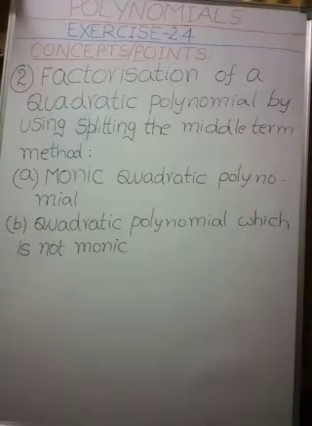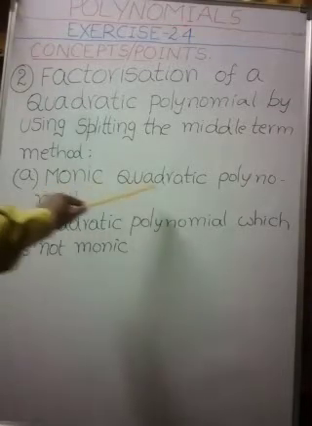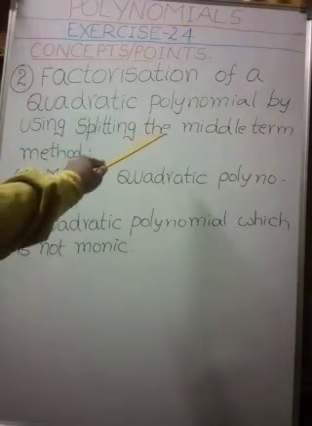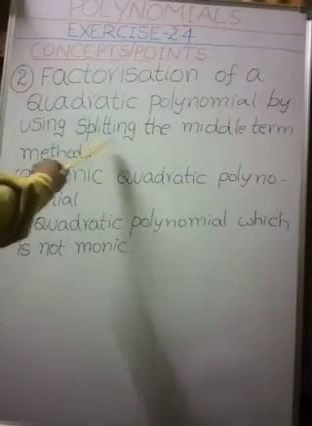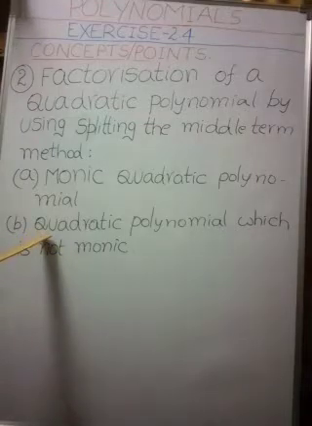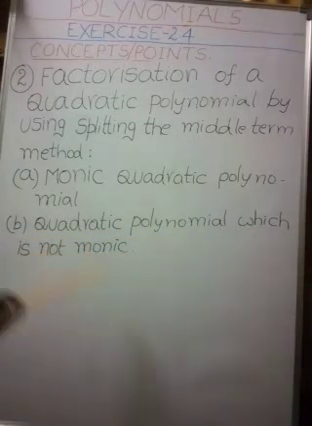Okay, my dear children, here two cases arise. There are two cases in the case of a quadratic polynomial. First one, a monic quadratic polynomial. If a monic quadratic polynomial is given, how to factorize it? By the method of splitting the middle term. Okay, my dear children. Second case, a quadratic polynomial which is not monic.